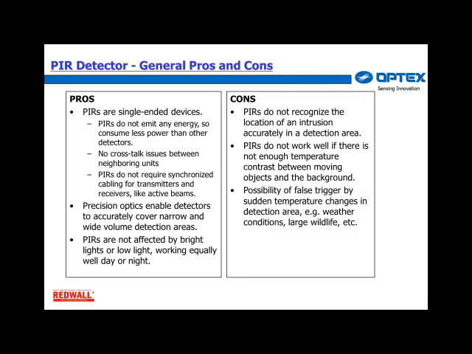On the con side, PIRs do not recognize the location of an intrusion accurately in a detection area. PIRs do not work well if there is not enough temperature contrast between moving objects and the background, and there is the possibility of false trigger by sudden temperature changes in the detection area, weather conditions, wildlife, etc.